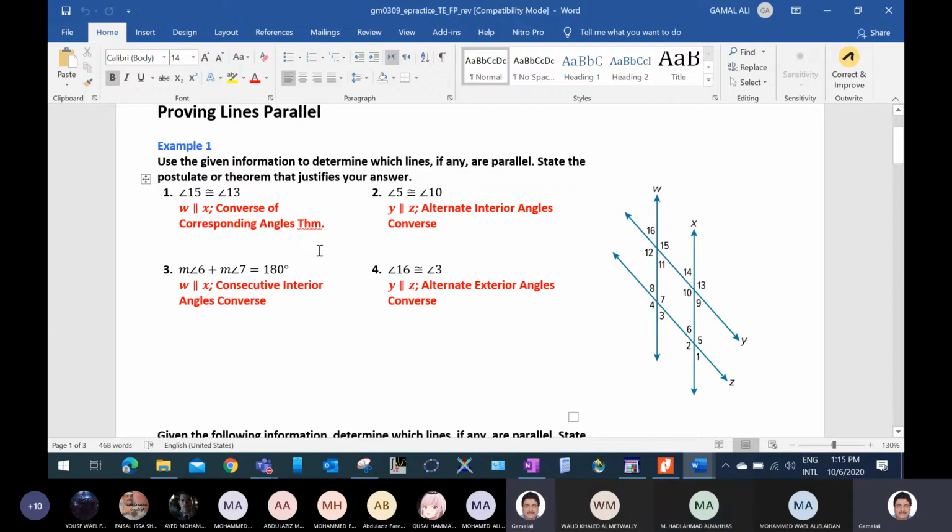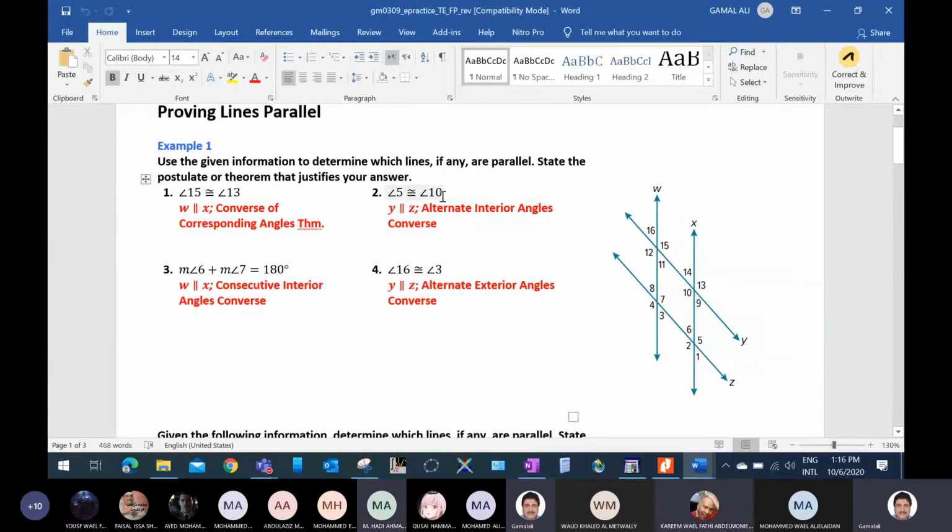I don't understand this. Can you repeat it? Yes. Kareem, angle 15 and 13. Can you see it? He gave you the two angles are congruent. What is the relation between 15 and 13 according to the location? It's corresponding. So they are corresponding and they are congruent. What can you conclude? The two lines are parallel. So we wrote W parallel to the line X. Why, mister? By using the converse of the corresponding angle theorem.